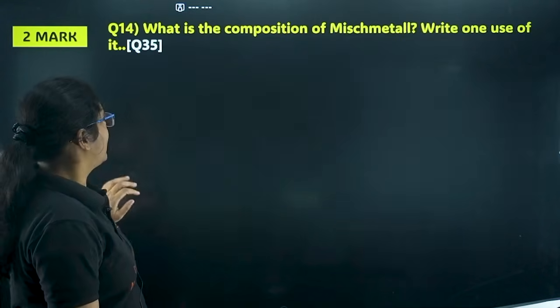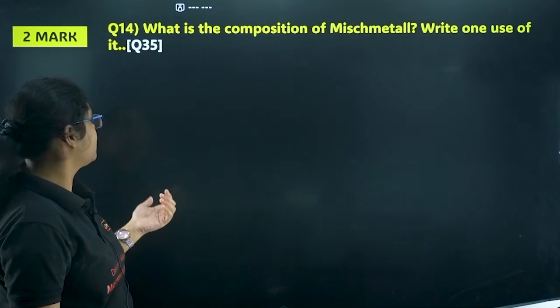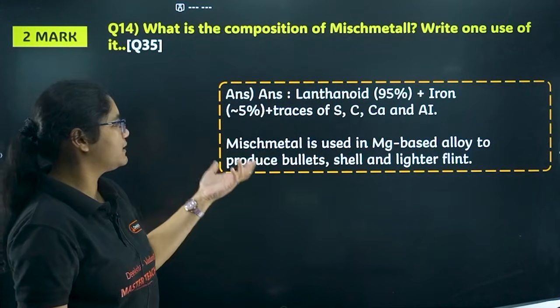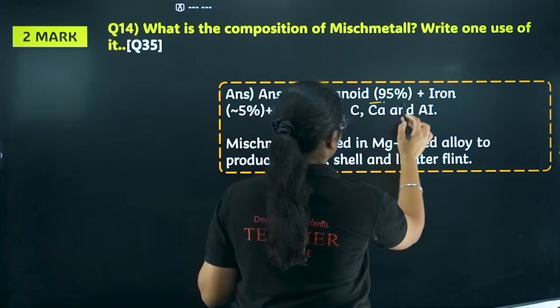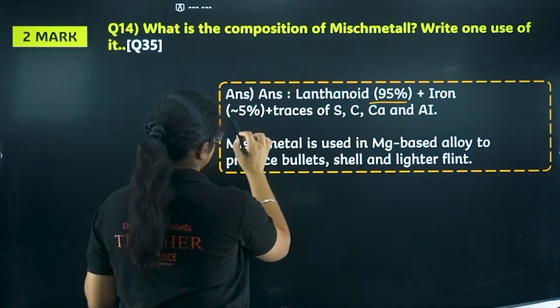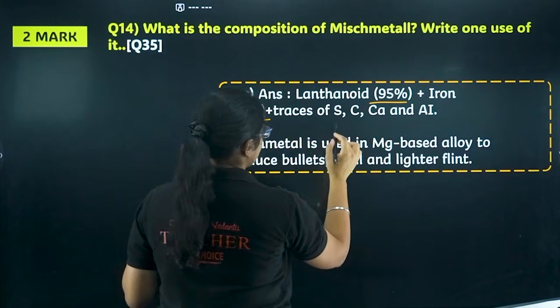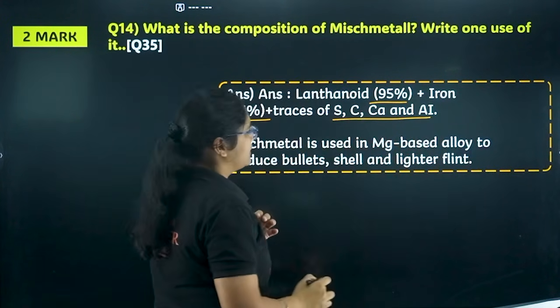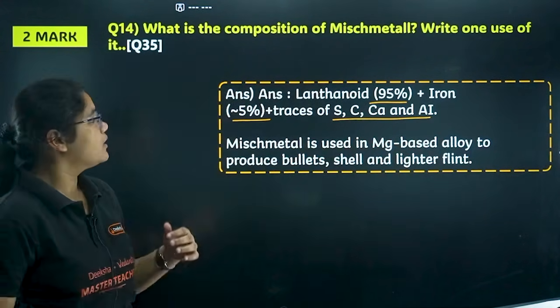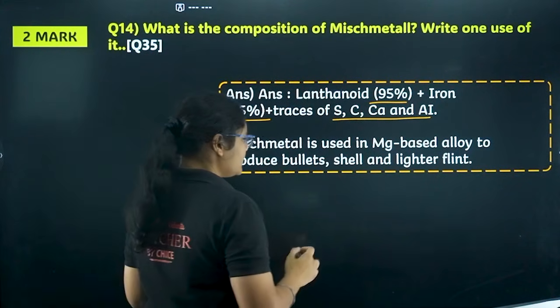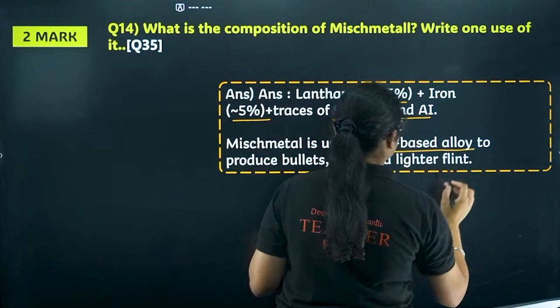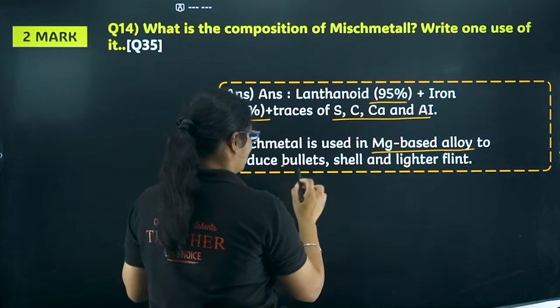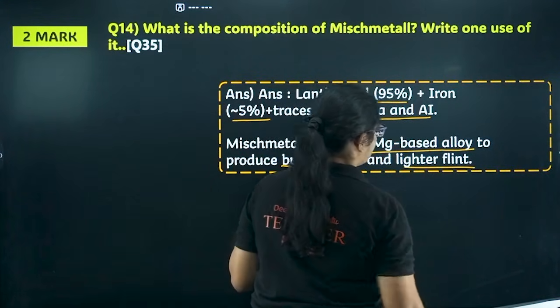Next we will see what is the composition of misch metal and write one of its uses. So misch metal is an alloy of lanthanoid where we have 95% lanthanoid and 5% of iron and traces of sulfur, carbon, calcium and aluminium. Now what is the use of it? It is used in the magnesium based alloy to produce bullets, shell and lighter flint.